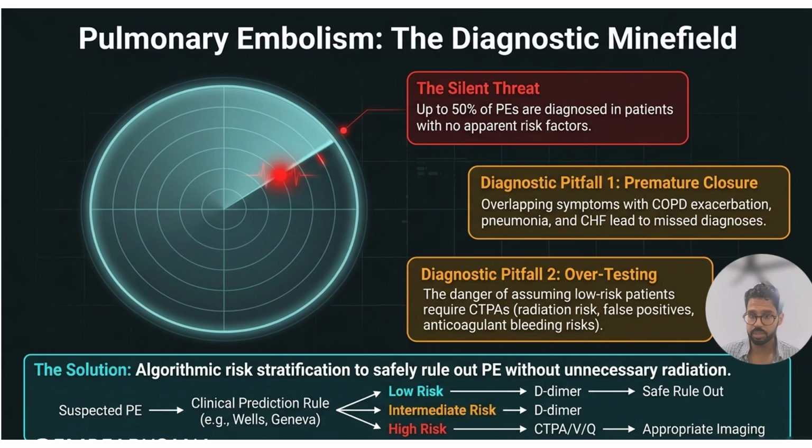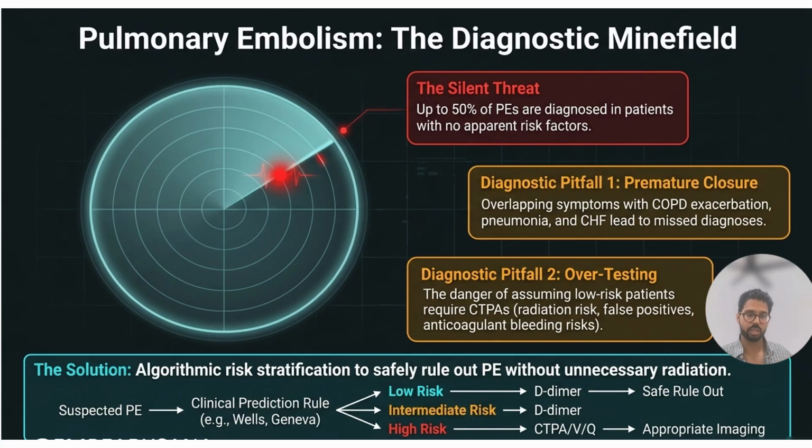The second diagnostic pitfall is over-testing, or doing the opposite. So here is where the danger is assuming low risk patients may have a PE and therefore subjecting them to CTPAs, which have significant radiation risk and false positive risks, and also putting these patients on anticoagulants means that we're subjecting them to risks of undue bleeding. So the solution is to be very algorithmic in terms of stratifying patients to safely rule out PE without unnecessary testing.